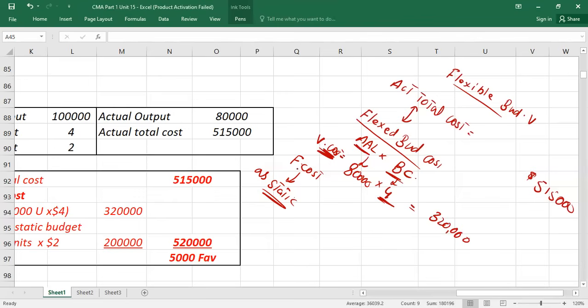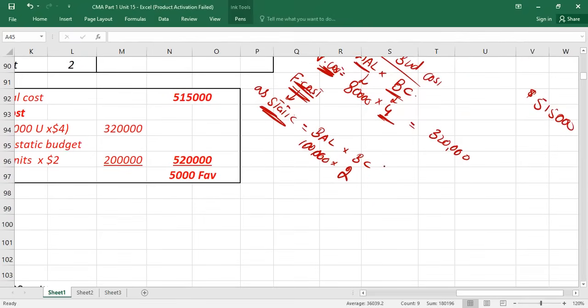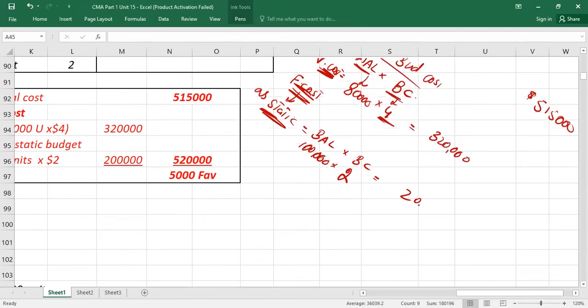Now for the fixed cost, you have to write it as you will write under static. And under static, what is the rule you follow? You always follow budgeted activity level into budgeted cost. Because I'm talking about fixed cost, I'll take budgeted activity level, which was 100,000, and fixed cost per unit was $2. It's given in the question. So fixed cost is going to be 200,000.